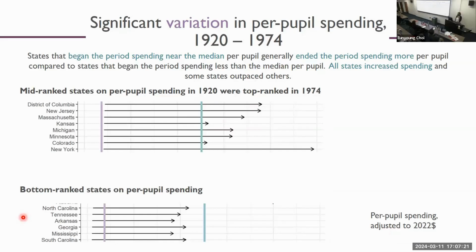These were states that were at the median in 1920. You can see New York, for instance, was the top spending state by 1974. Per pupil, you can see movement across DC, New Jersey, Massachusetts, etc.